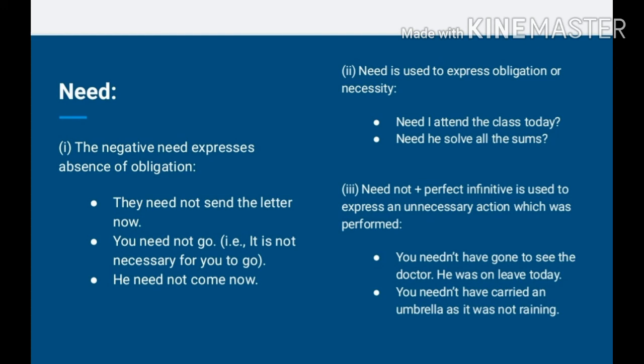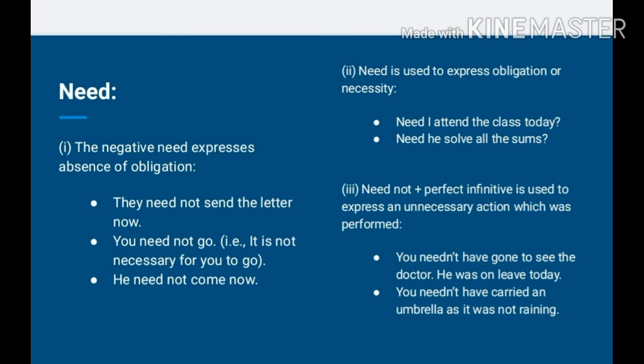So this particular formation, which particular formation? Need not plus perfect infinitive is used to express an unnecessary action which was performed. The action which is unnecessary but performed in the past, in order to express that, we have to use a particular formation which is need not plus perfect infinitive. Look at the example now.